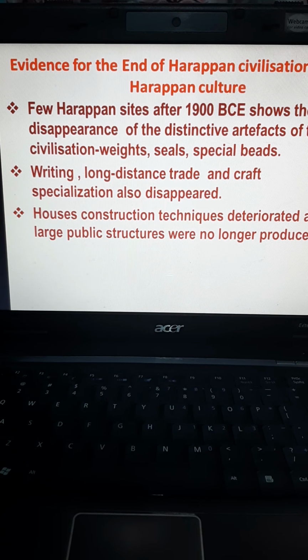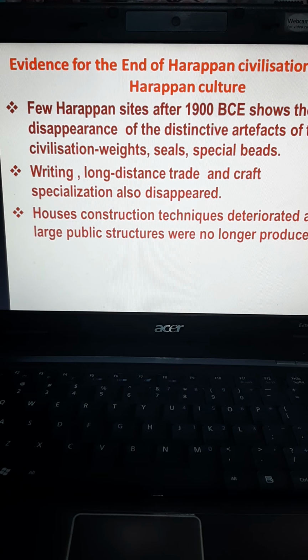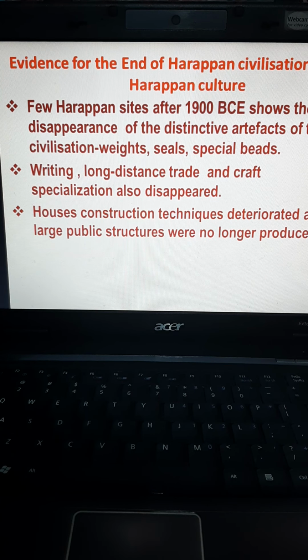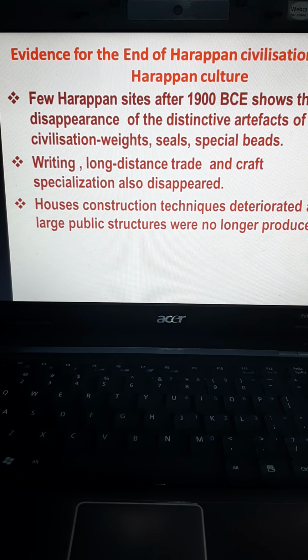So due to that, people started shifting to other areas, using few materials for far fewer things. Large construction techniques deteriorated. Slowly, the construction technique got deteriorated. Life in what we call late Harappan or successor culture slowly came to an end. That means there was no footprint left.